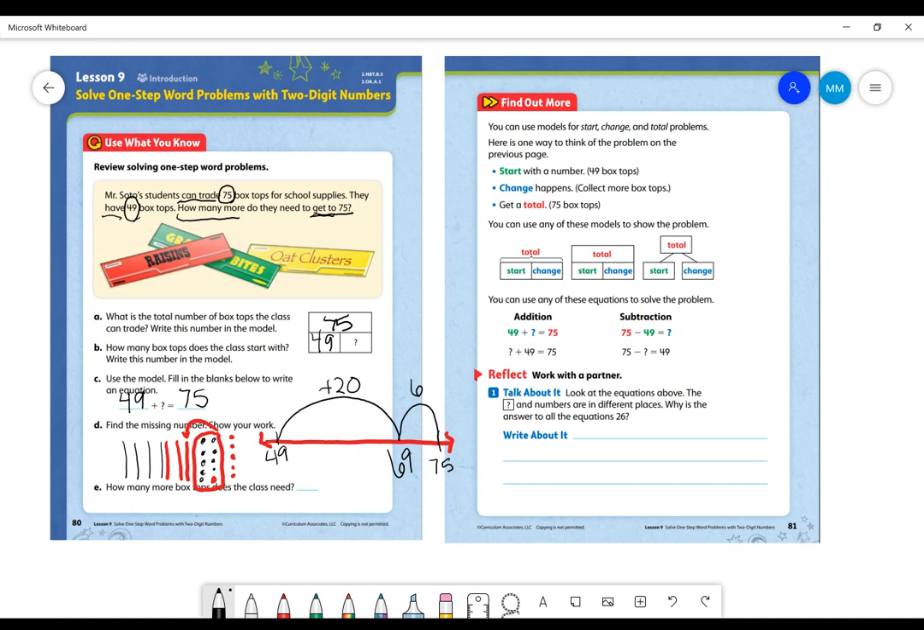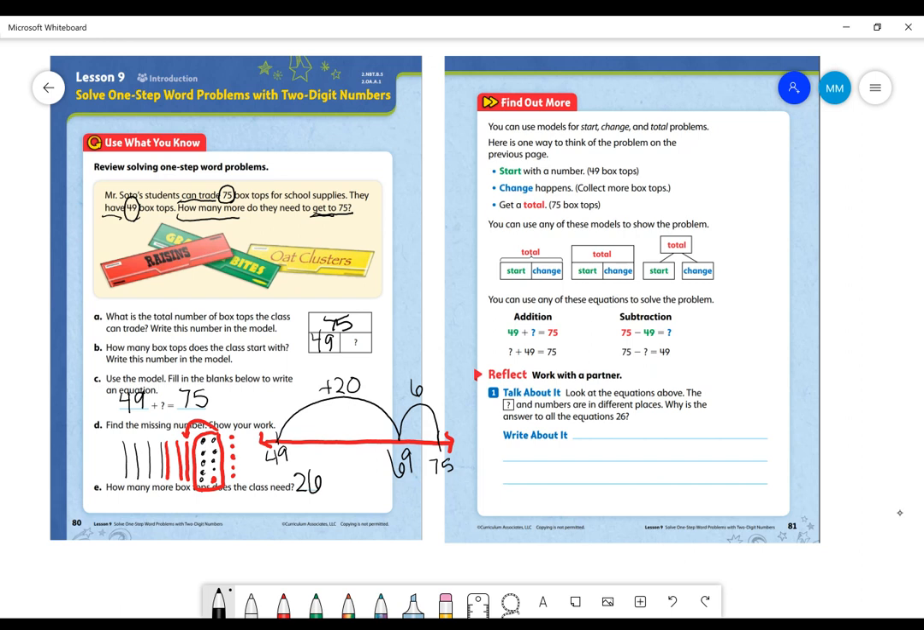How many more box tops did they need? They needed 26 box tops. It says you can use models for start, change, and total problems. Here is one way to think of the problem on the previous page. Start with a number, change happens. So that's when they needed to collect more box tops to get the total of 75.